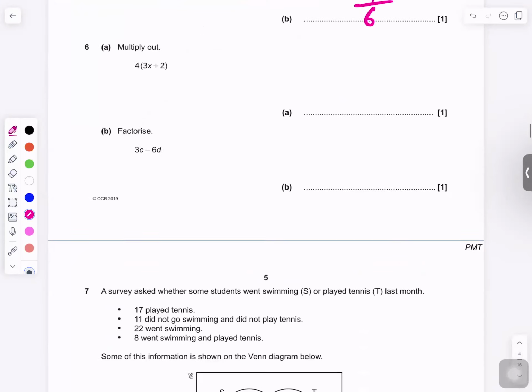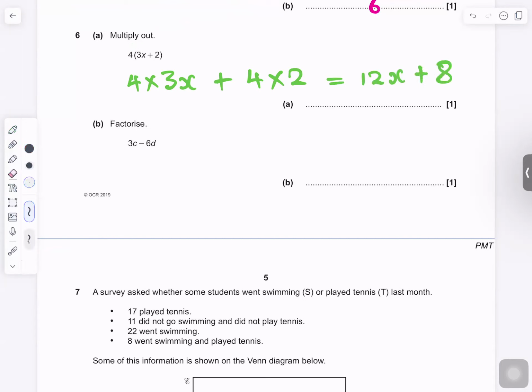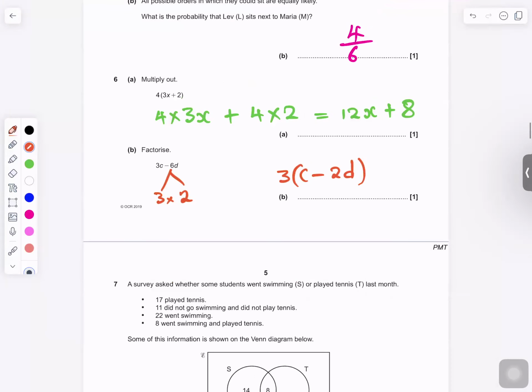Okay, number six. 12x plus 8. So 4 times 3x plus 4 times 2. 12x plus 8. Wonderful. For the next one, I put 3 bracket c minus 2d, because 6 is the same as 3 times 2. Perfect. Number 7.